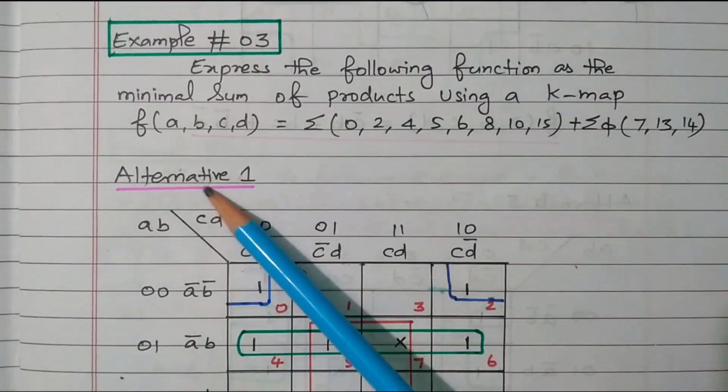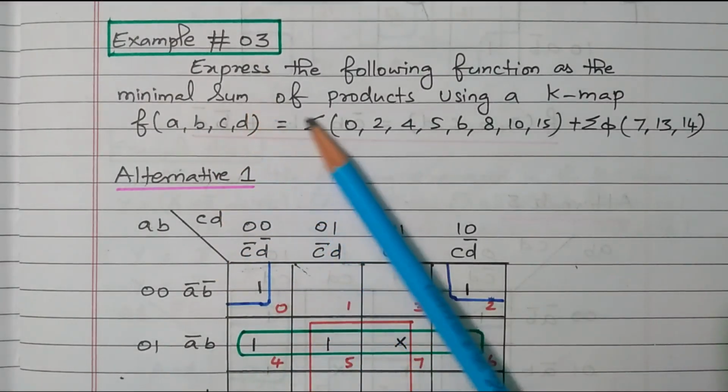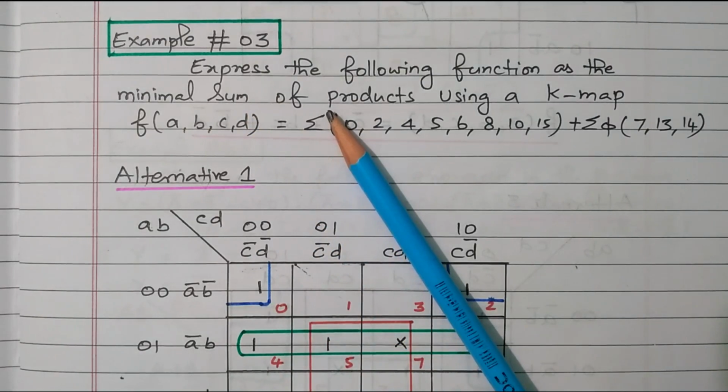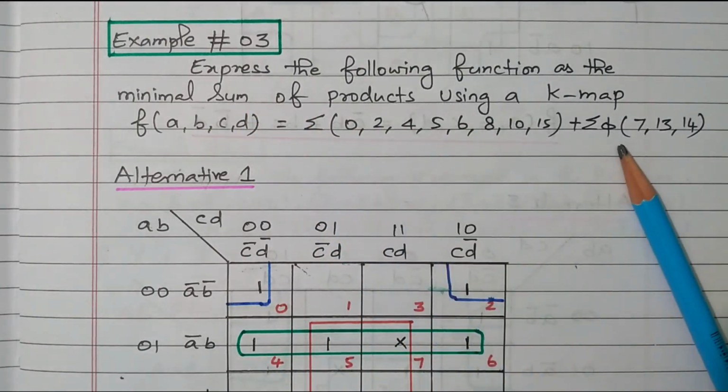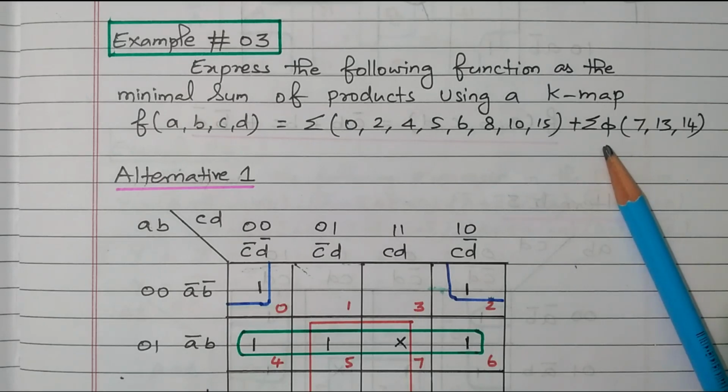Welcome viewers, in this video we will see the minimization of the Boolean function using Karnaugh map, K map, with SOP form, don't care condition and different alternatives. What are the different alternative methods, different possible simplifications.